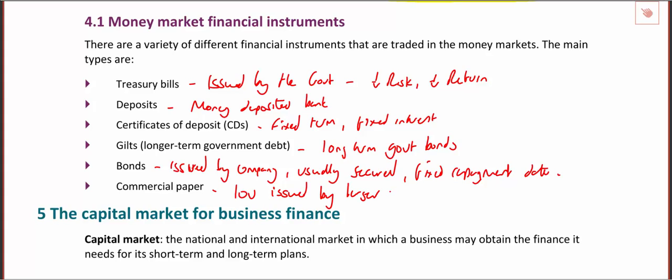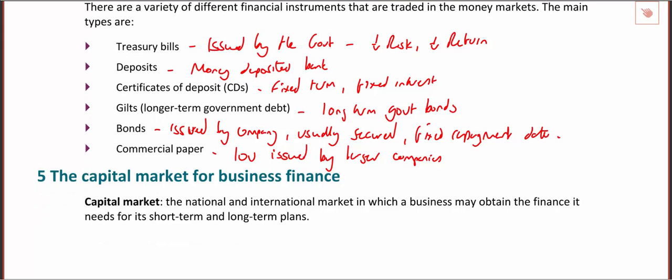Now, you don't need to know bundles about each of these. Again, just pick out the characteristics of each. You'll go on and learn more about each one when you progress through your studies, but for now, just being aware of the different types is absolutely fine. Okay, section 5 then moves on to the capital market.